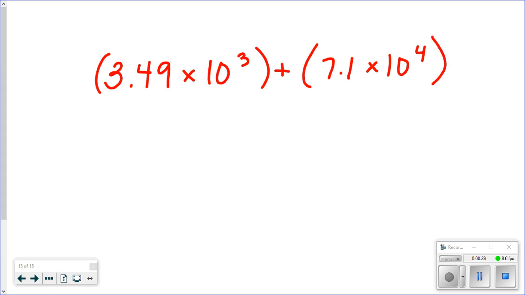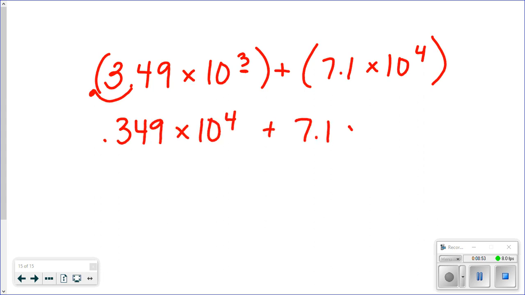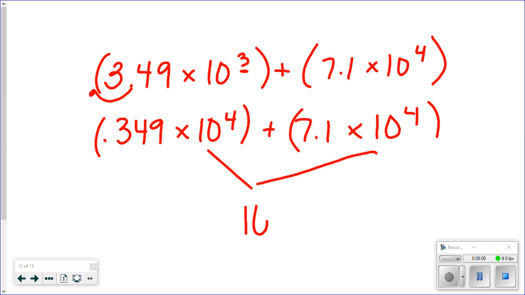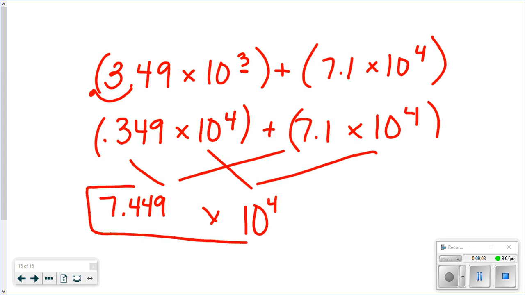Okay. Let's change that 3 to a 4 this time. So I'm going to change this to a 4. I'm going to move it over 1 to the left. Okay, and sometimes I put parentheses around them to keep it together. This would be 10 to the 4th times whatever those. So this would be 7.449, and that would be your answer.